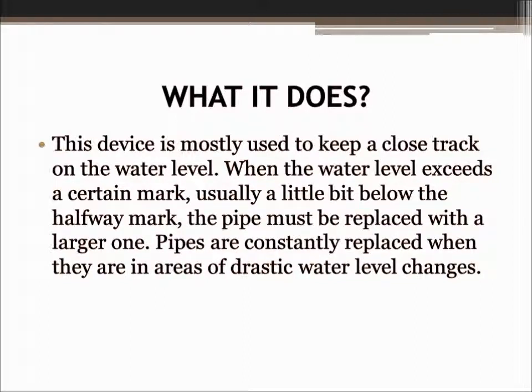So what does a flow meter do? Well, this device is mostly used to keep a close track on the water level. When the water level exceeds a certain mark, usually a little bit below the halfway mark, the pipe must be replaced with a larger one. Pipes are constantly replaced when they are in areas of drastic water level changes.